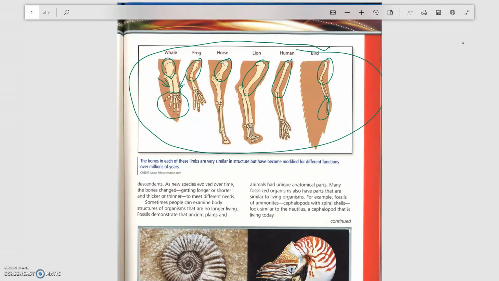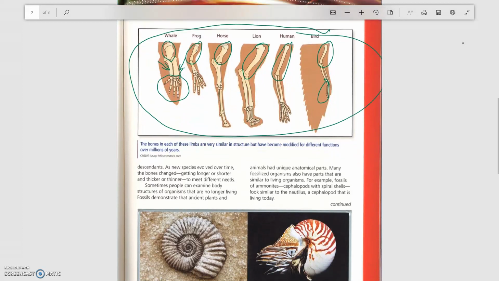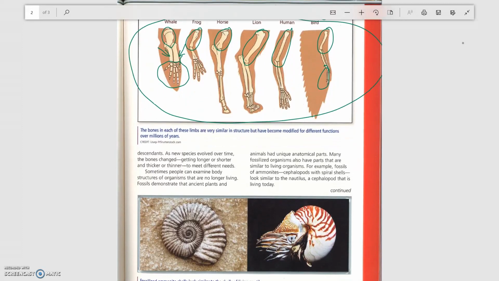So sometimes people can examine body structures of organisms that are no longer living. Fossils demonstrate that ancient plants and animals had unique anatomical parts, and this is referring to this picture here. Many fossilized organisms also have parts that are similar to living organisms. For example, fossils of ammonites, which is the one that the arrow is pointing to, which are a cephalopod with spiral shells, look similar to the nautilus, a cephalopod that's living today. So if you look at their shells, they're very similar, even though one of them is now extinct and we can look at its fossils, whereas the other one is still alive today.